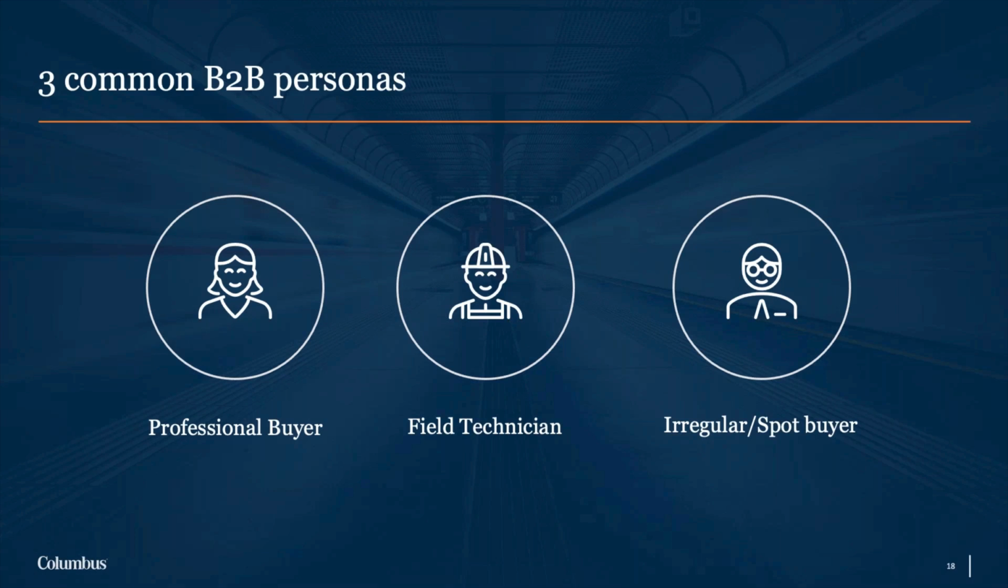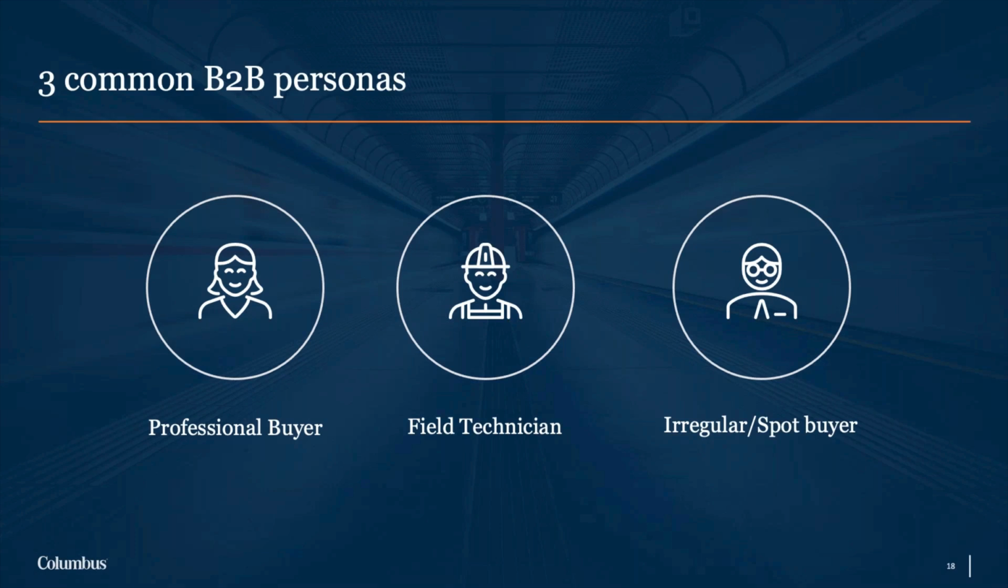And then we have the field technician, whose main goal is usually to keep some equipment operational, and of course, due to that, they need super fast deliveries. And then we have the irregular spot buyer. These users use your service infrequently. They might not have the industry knowledge, and they may need some more assistance finding the right product.